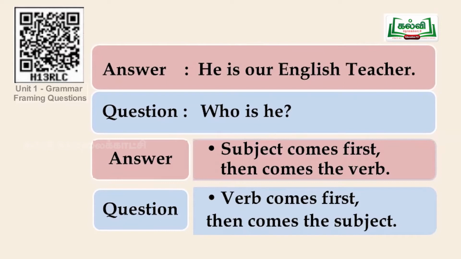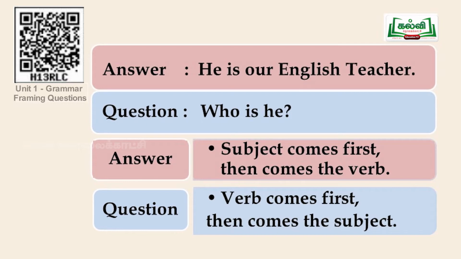So say for example a sentence: He is our English teacher. Now I ask you to frame a question. What will you frame? Who is he? Now in this sentence, he is the subject and is the verb. He is our English teacher. Here, subject comes first and then the verb. Now, see the question. Who is he? Here, the verb comes first and then the subject. So, it is vice versa.